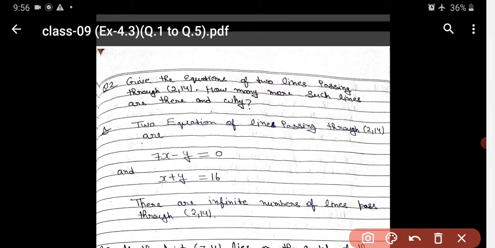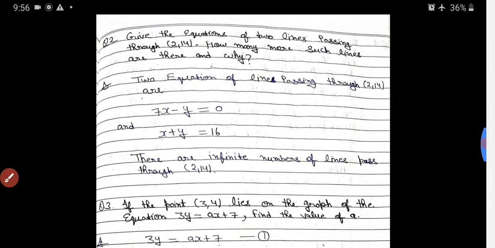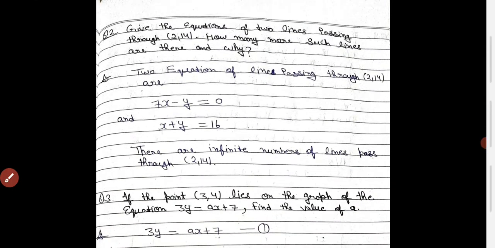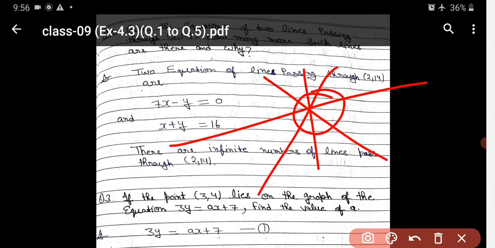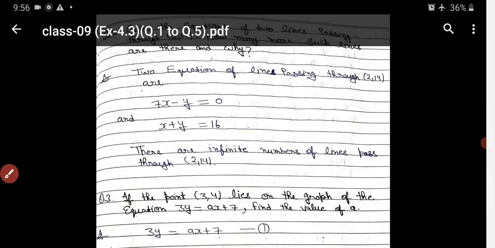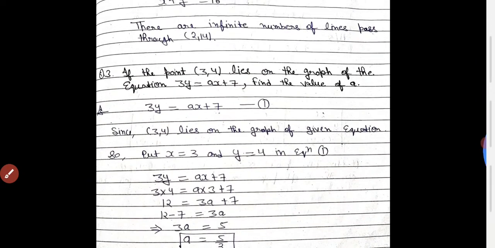So for this there are many different answers. Now they are asking how many more lines are there and why. As I told you, from a single point you can draw infinite number of lines. It means that there are infinite number of lines that pass through the point 2 comma 14.